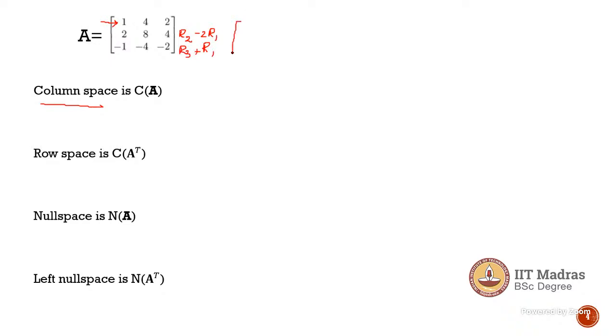So your reduction will be: the first row remains the same. In the second row, you are performing R2 minus 2 times R1. So 2 minus 2, you will get 0. 8 minus 8, you will get 0. And 4 minus 4, you will get another 0. And R3 is simply R3 plus R1. Hence, minus 1 plus 1, you will directly get 0. Minus 4 plus 4 is 0. And minus 2 plus 2 is 0. So what is this matrix? This matrix is your upper triangular form, that is your reduced form of your original matrix A.